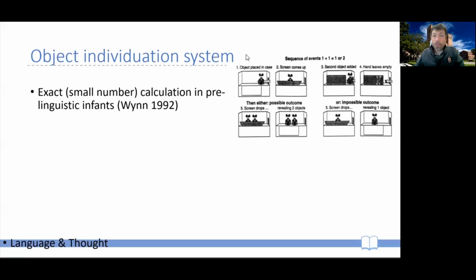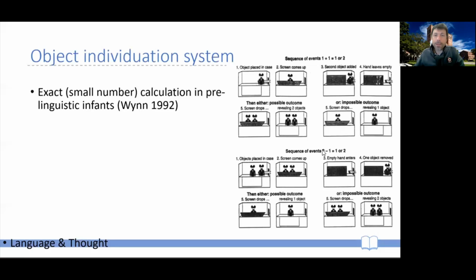And you can do this both with addition. So this is a case where you do 1 plus 1. And then you can do the same with subtraction. There are 2 little objects that come in, then the screen comes up, and then an empty hand comes in. It takes one object and you can see the one object leave. Then the screen comes down, and in the possible outcome, there's only one object left, which is what you'd expect. In the impossible outcome, the screen comes down and there are still two objects, which of course should not have been the case.